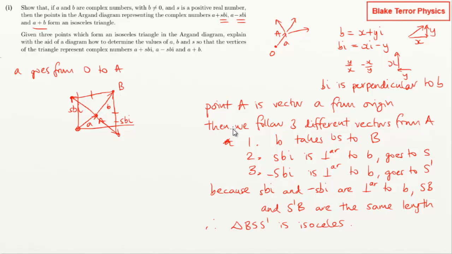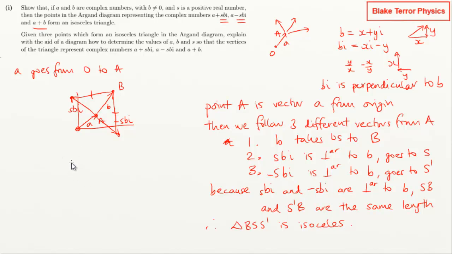Right, okay, as is often the case, putting it into words is harder than actually working it out. So that's dealt with that first paragraph anyway. Given 3 points which form an isosceles triangle in the Argand diagram, explain with the aid of a diagram how to determine the values of A, B and S so that the vertices of the triangle represent complex numbers A + SBi, A − SBi and A + B. Essentially that's what I've just done.